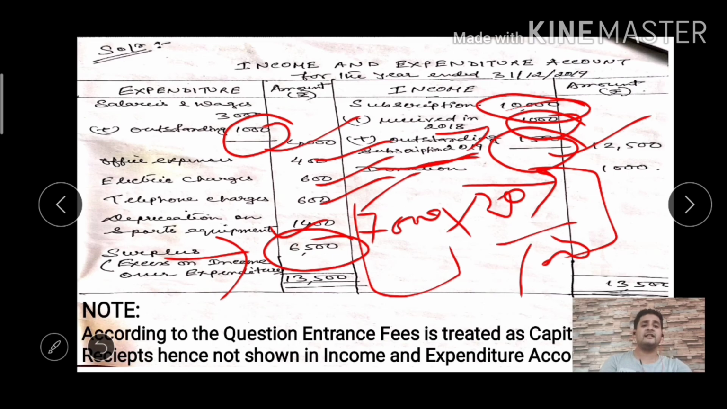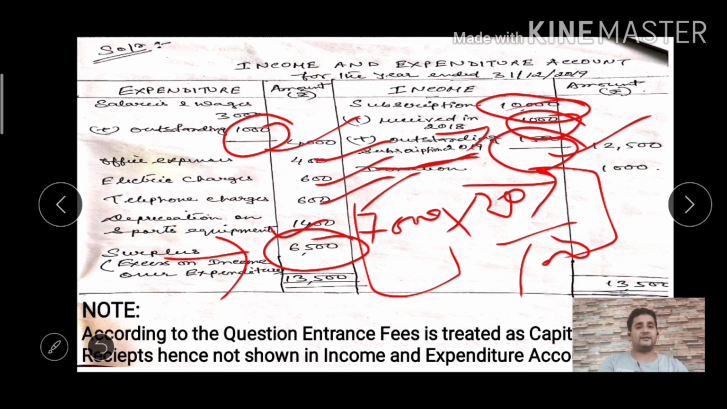After that we have to provide a note. What will be the note? According to the question, entrance fees is treated as capital receipts because it is written as to be capitalized, and hence it will not be shown in the income and expenditure account. So you have to provide this note.